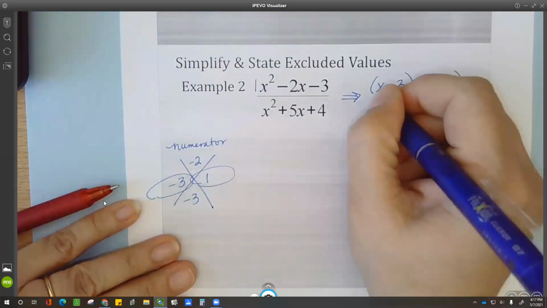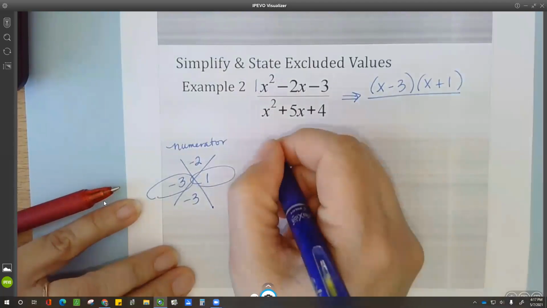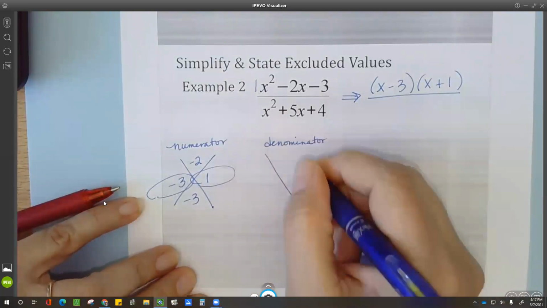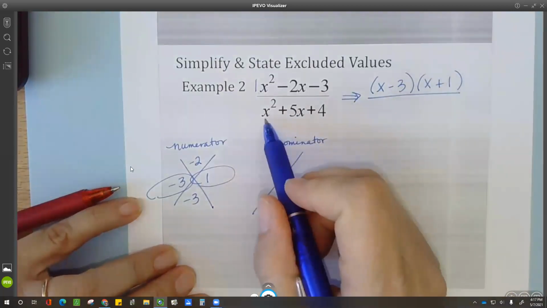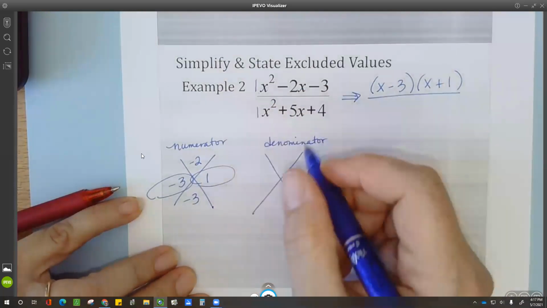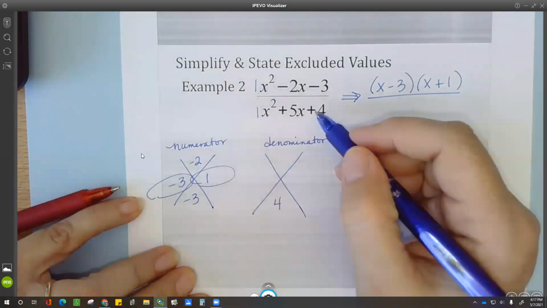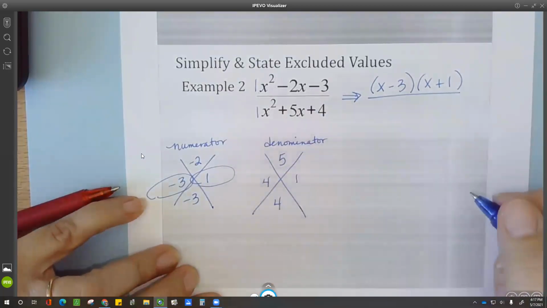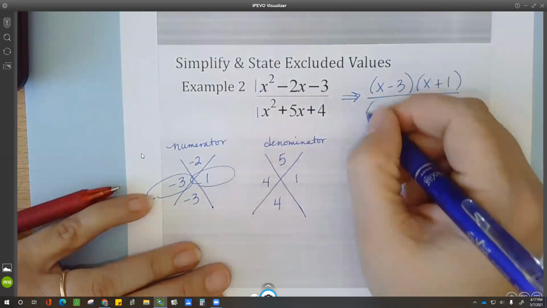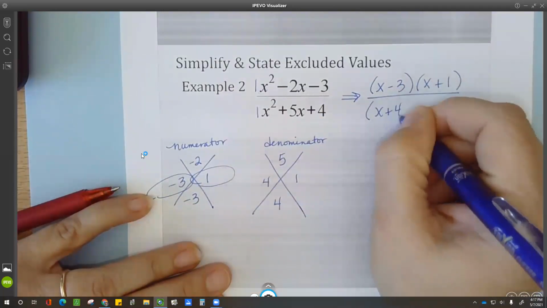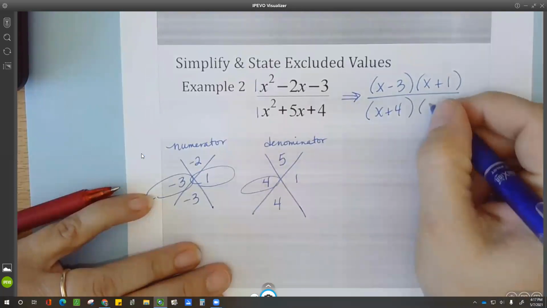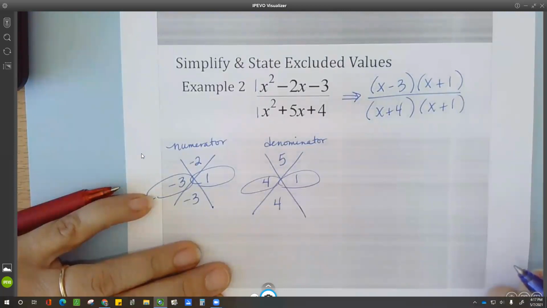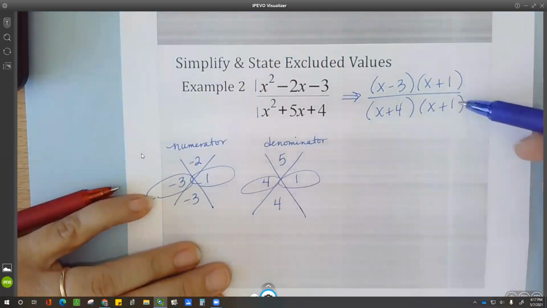Okay, then I'll factor my denominator. I need factors that multiply to be factors of 4, that if I add them, I get a sum of 5. So that's 4 plus 1. So my factors for the denominator will be x plus 4, let me get that from here, and x plus 1, which is from here. My common factor is x plus 1.